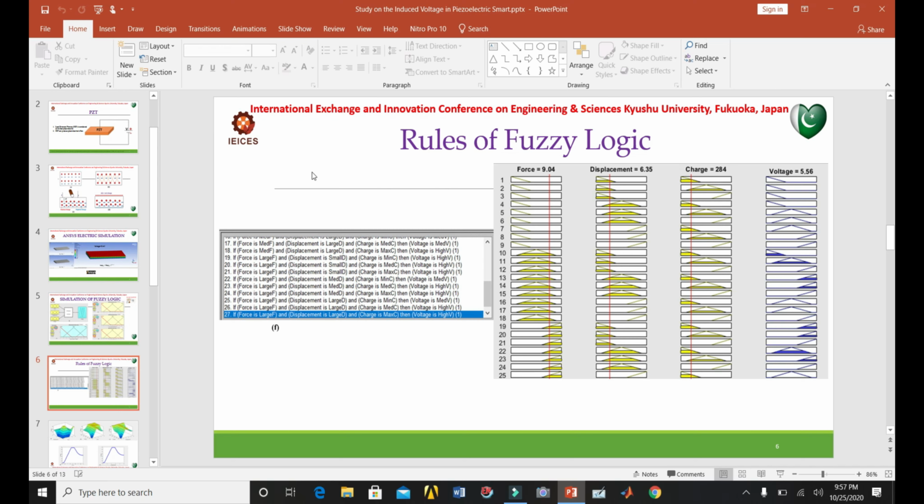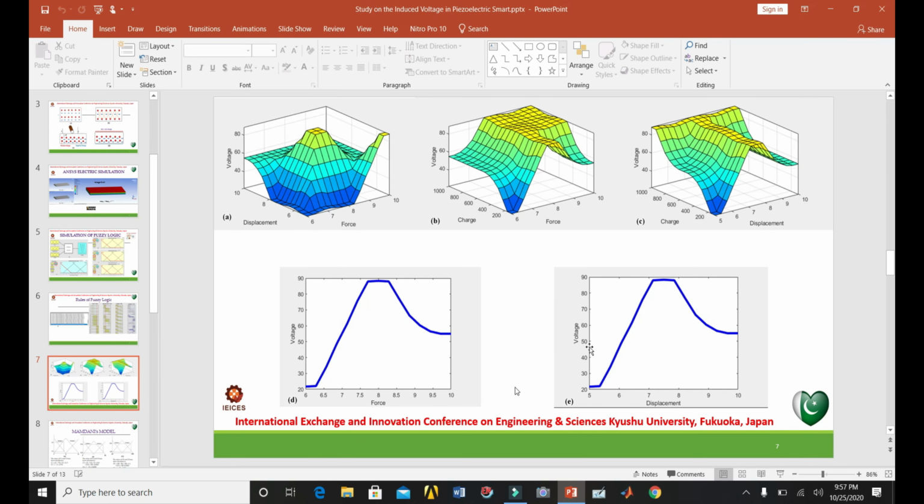With the help of this simulation, the force I have taken here is 9.04 millinewton, displacement is 6.35 millimeter, charge is 284 millicoulomb, and the voltage I got is 5.56 millivolts, as displayed here in the rule viewer. And then there are the 3-dimensional and 2-dimensional graphs between force, displacement, and charge with potential difference. They are exposed below here. The 2-dimensional ones are below. The force and voltage graph, and the voltage and displacement graph, are alike.